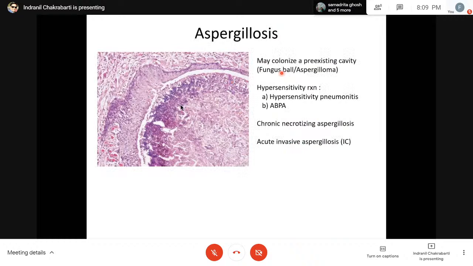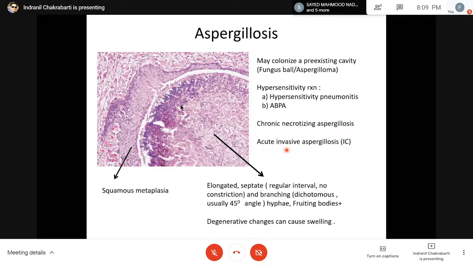Now, another important organism is Aspergillus. Aspergillus may colonize a pre-existing cavity and form a fungus ball or aspergilloma. They can cause hypersensitivity reactions like hypersensitivity pneumonitis and ABPA. They can form chronic necrotizing aspergillosis or acute invasive aspergillosis. Here you can see squamous metaplasia as well as elongated septate hyphae. These hyphae are regular, the septa are present at regular intervals, and there is no constriction, so they are not pseudohyphae, and they usually branch at a 45 degree angle.